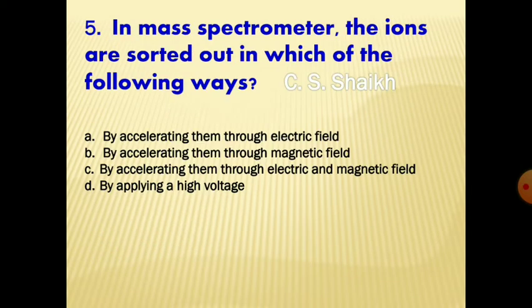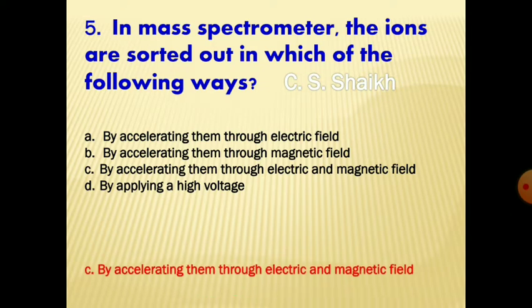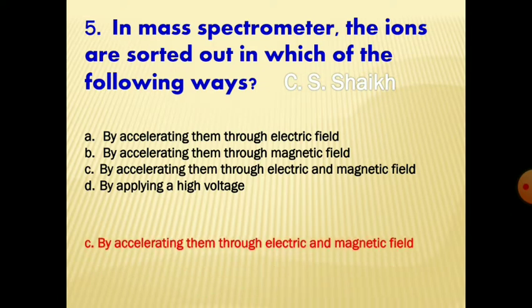Next question is, in mass spectrometer, the ions are sorted out in which of the following ways? And the correct answer is by accelerating them through electric and magnetic field. You must remember in this that both the fields are very important, electric and magnetic field.